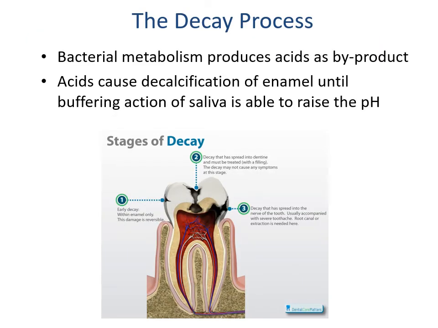Looking at the decay process, bacterial metabolism produces acids as a byproduct. This is what causes the decalcification of the enamel until the buffering action of the saliva is able to raise the pH. What we said is that it's going to eat through the enamel, and then we're damaging the protein layer underneath.